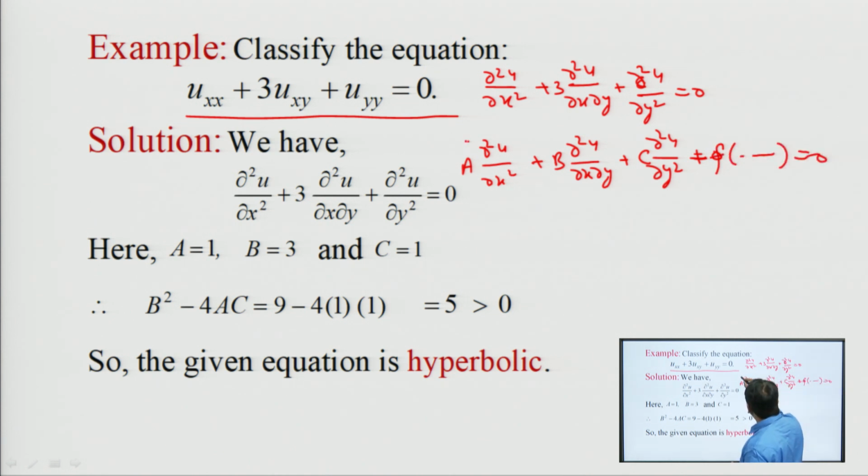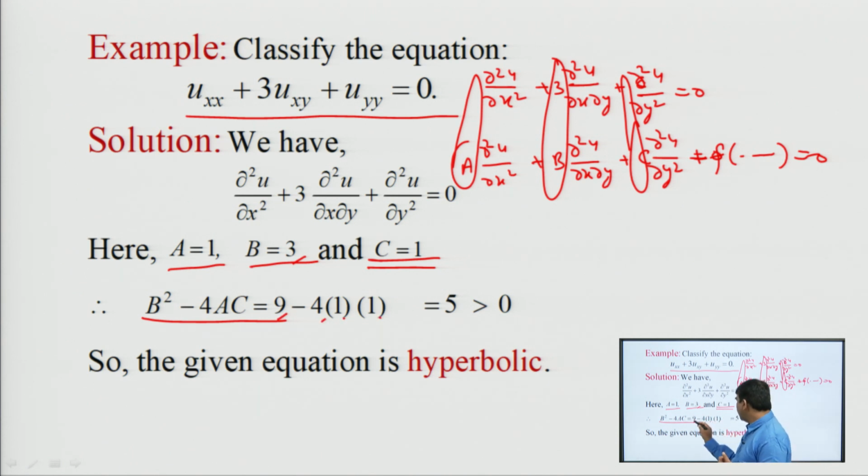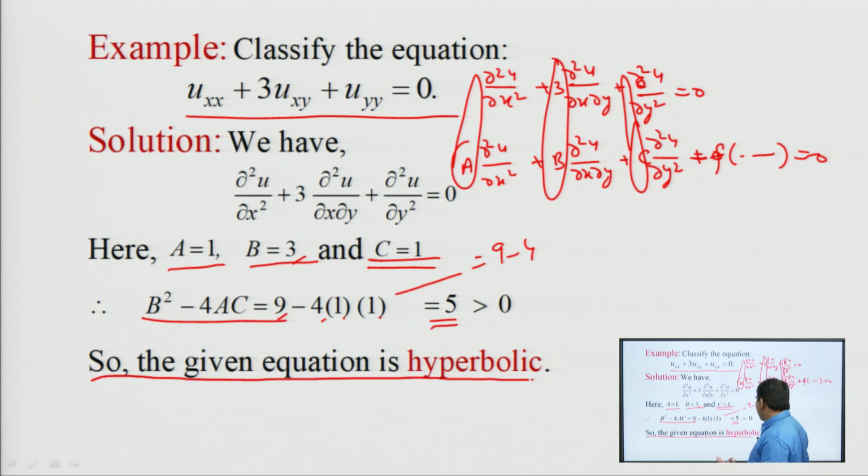then from here we can find the value of a as 1, b as 3 and c as 1. So, here a is equal to 1, b is equal to 3 and c is equal to 1, and if we calculate b² − 4ac, then this is 3² = 9, minus 4 into 1 into 1. So, 9 minus 4 gives 5, and 5 is always greater than 0, it is a positive number. So, the given differential equation is hyperbolic in nature. In this way we find the classification of any given differential equation.